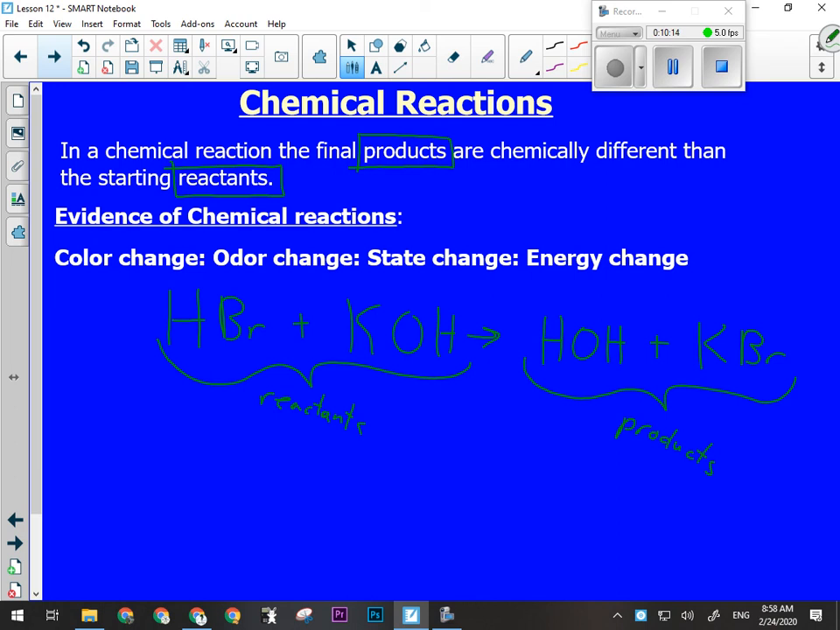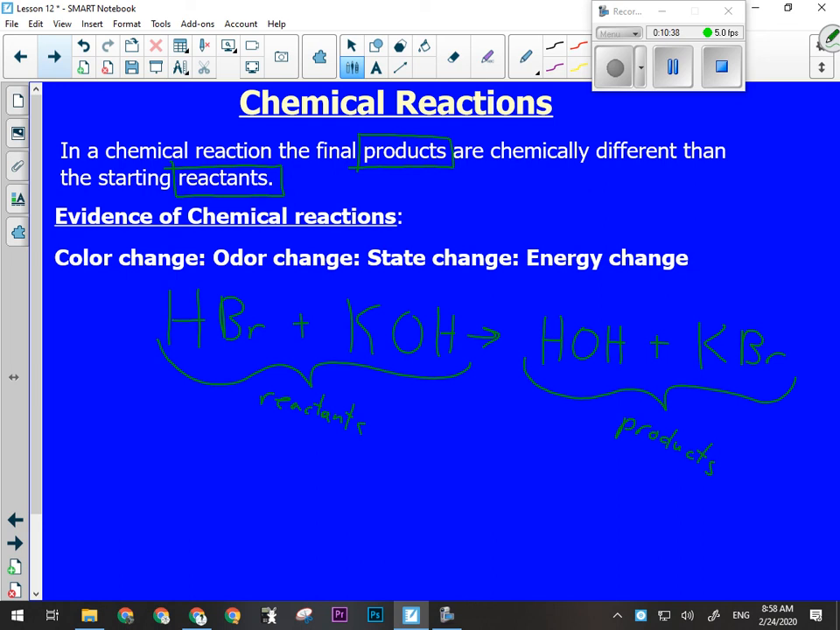Because the products are chemically different than the reactants. Okay? They're chemically different in this way. Hydrogen bromide is a strong acid. Potassium hydroxide is a strong base. Water is neutral. And potassium bromide is a salt.